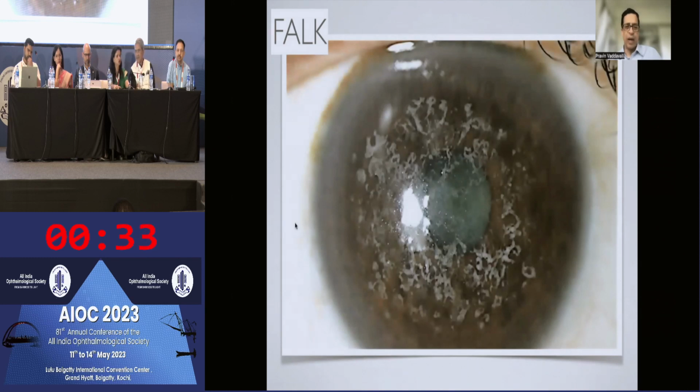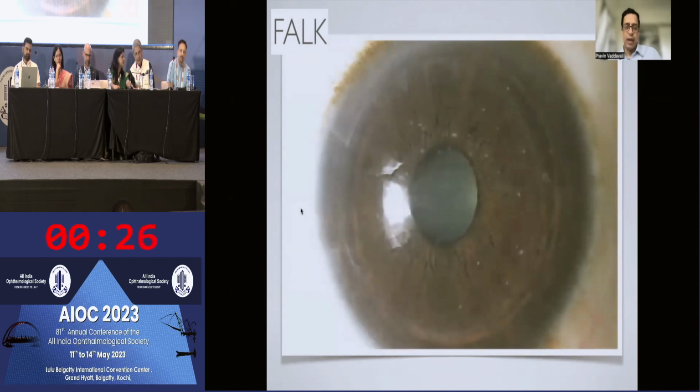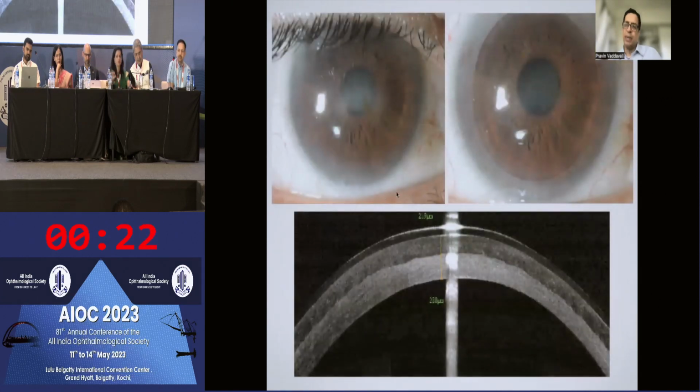Now, FALK, though it sounds really good, if it's used for eyes in whom the surface might be slightly irregular, like you have in granular corneal dystrophy, you will have very good outcomes, because this is post-FALK and the recurrence rates are pretty low as well. And this is a great option.